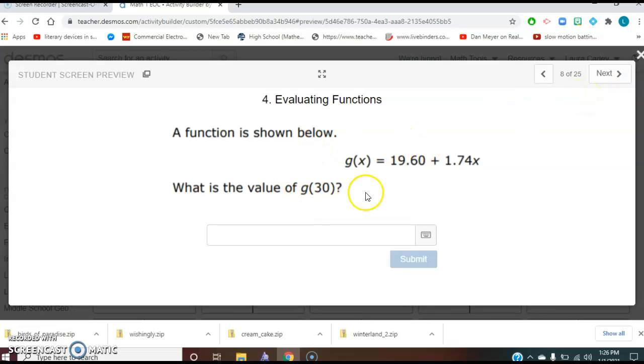So this one is about evaluating. Evaluate basically means you're going to plug whatever this number is in the parentheses in for x into whatever the rule was. So you don't have to use Desmos for this. You can just use a regular handheld calculator and plug in 30 wherever you see x. But Desmos can do it also.